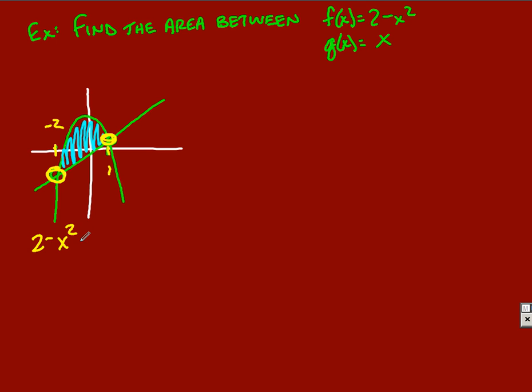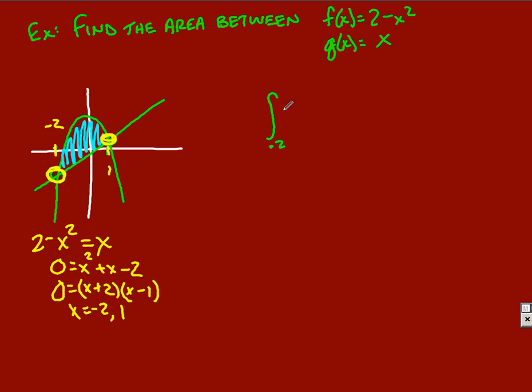2 minus x squared is equal to x. Let's get everything on the same side of the equal sign: x squared plus x minus 2. How do I solve that? Let's factor it. Factors of 2 that subtract to give you 1 would be 2 and 1. The 2 is the positive, the 1 is the negative. That means that x will equal -2 and positive 1, like we said. So I can now set up an integral from -2 to 1.